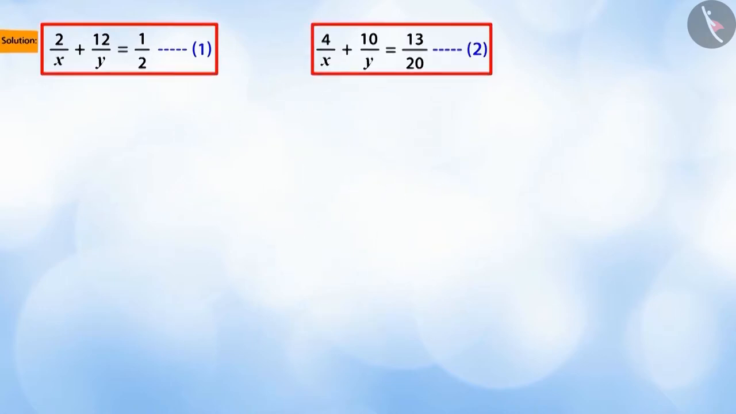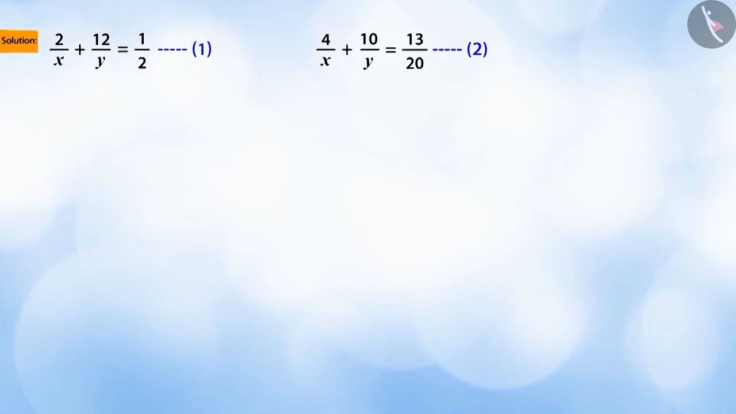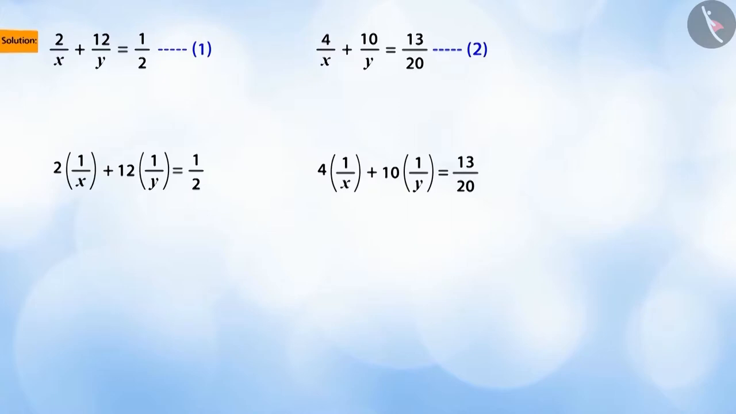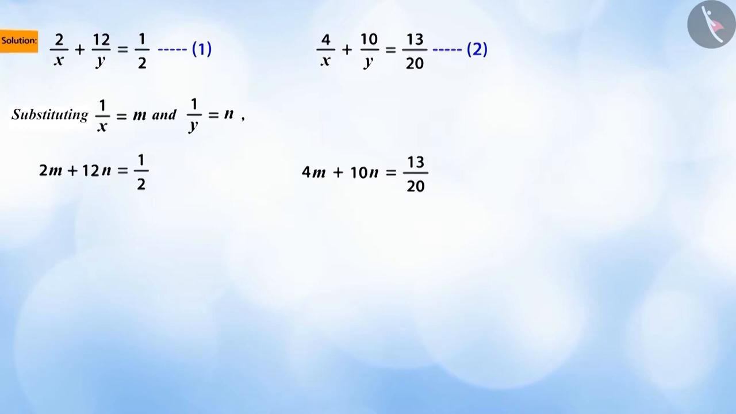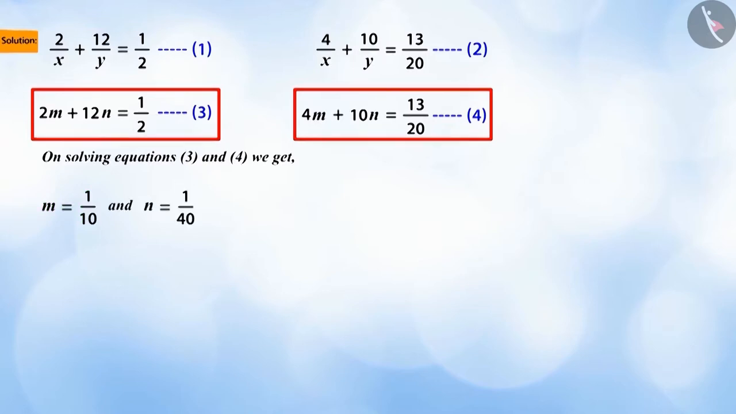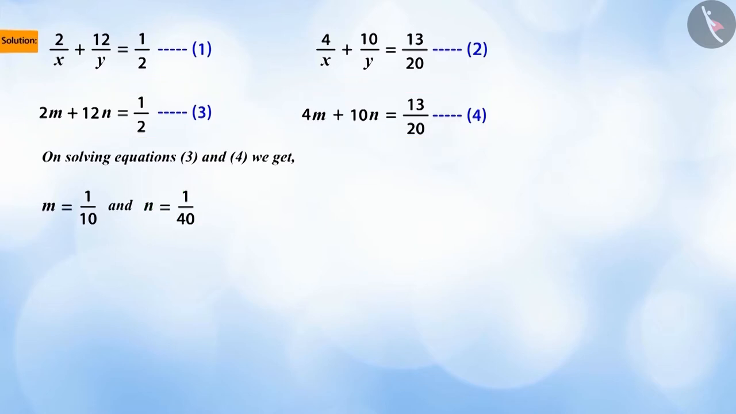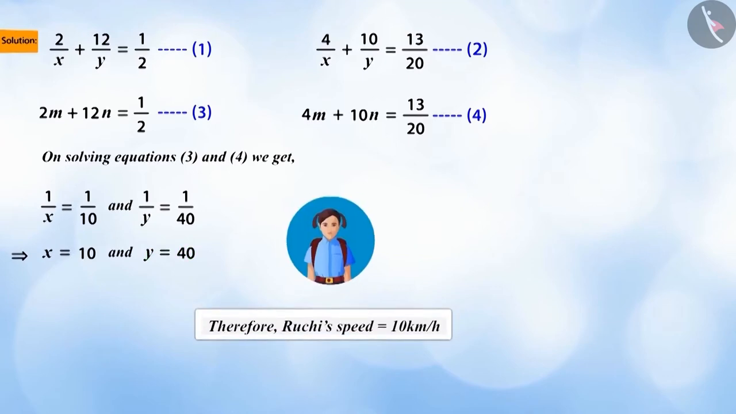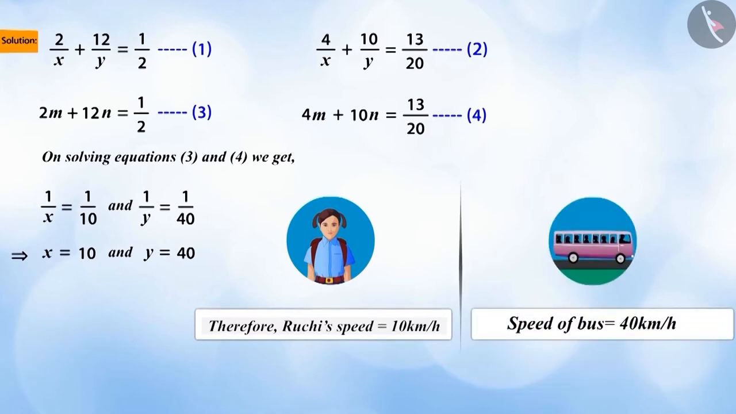You can see that equations 1 and 2 are not linear equations. If we write equations 1 and 2 in this form, replacing 1 by x by m and 1 by y by n in both the equations, then we get equations 3 and 4. By solving equations 3 and 4, we get the value of m as 1 by 10 and n as 1 by 40. Now we know that m is equal to 1 by x and n is equal to 1 by y, so this gives us the value of x as 10 and y as 40. Hence, Ruchi's walking speed is 10 km per hour and the speed of the bus is 40 km per hour.